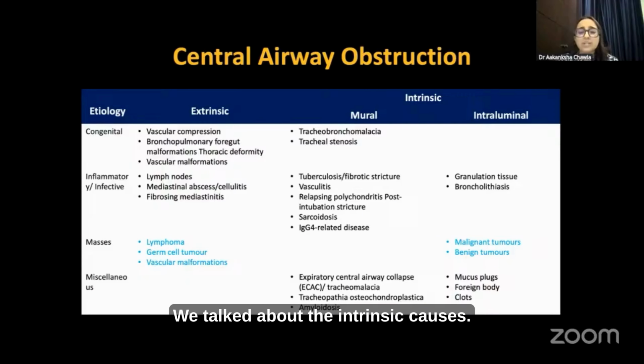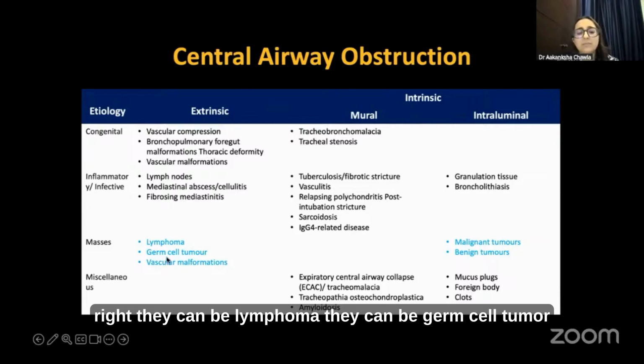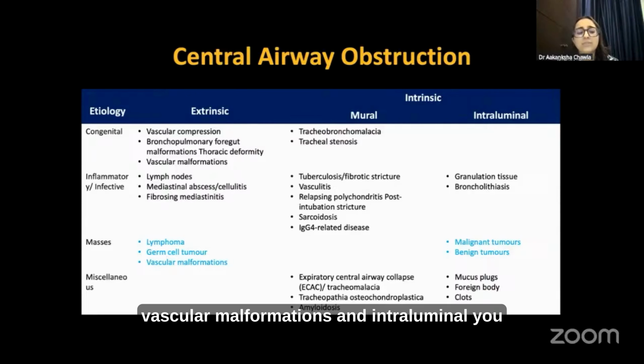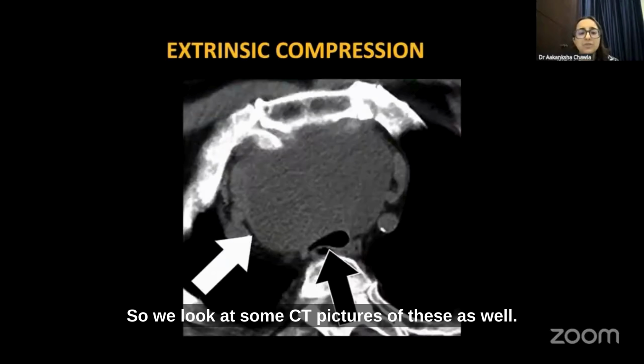Now we've talked about the inflammatory and infective conditions. We talked about the intrinsic causes. Let's look at the extrinsic causes of central airway obstruction with masses, right? They can be lymphoma, they can be germ cell tumor, vascular malformations, and intraluminal you can have benign and malignant tumors. So we look at some CT pictures of these as well.